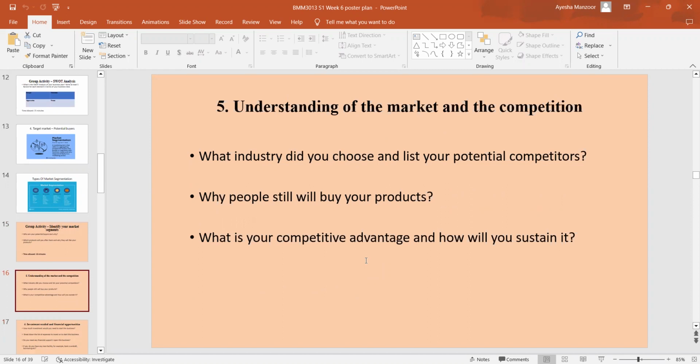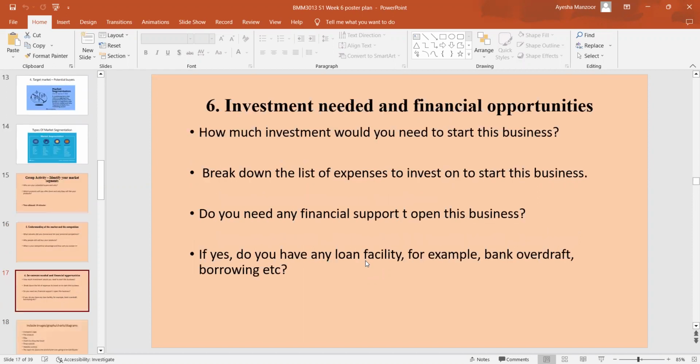It means that students are required to identify their potential competitors and make strategies about how they will compete with them. And number 6 is investment. How much investment and what financial opportunities are there for them to avail loans or finance from banks or other means? And how much investment would you need to start the business? You have to break down the list of expenses to invest in starting this business.